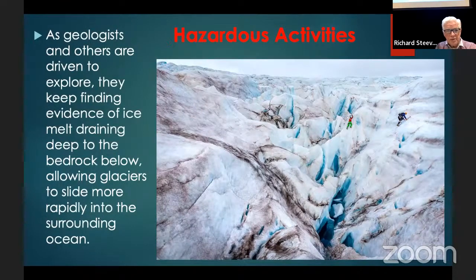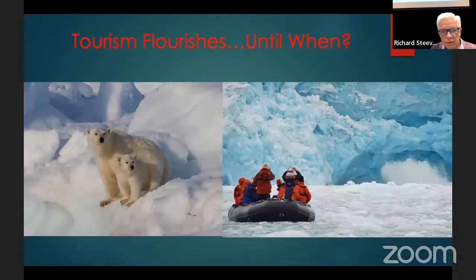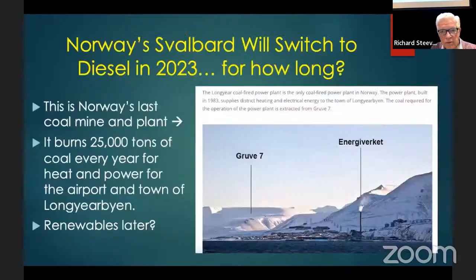Hazardous activities also are there for the geologists who are driven to explore. They keep finding evidence of ice melt draining deep into the bedrock, just as we saw for Greenland. And this is a lovely aerial shot over Spitsbergen and some tourism flourishing. I added the words "until when." You can see on the right there, it looks not too different from the pictures I showed you of Greenland.